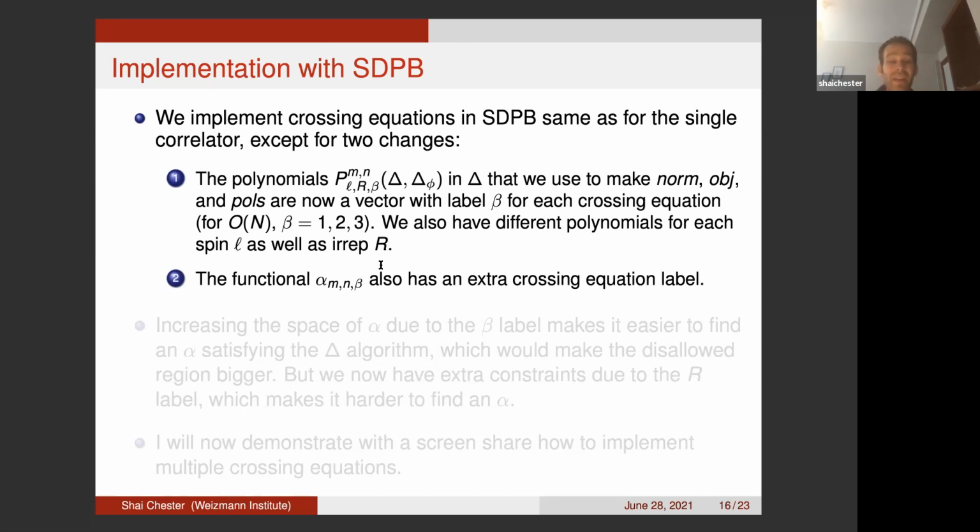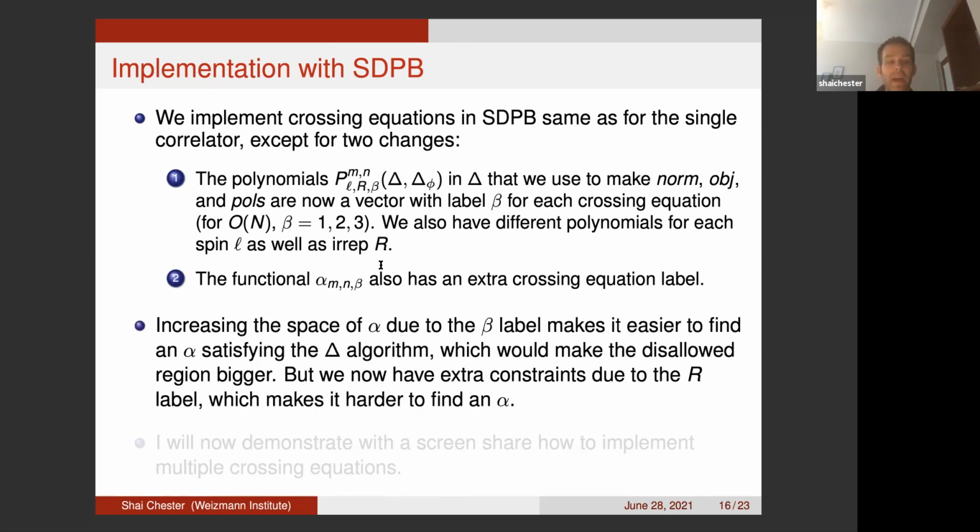So you could ask a question of, now that I have these extra labels, do I expect that it will be easier or harder to find a functional? Correspondingly, will I get a bigger or smaller allowed region? So whenever you increase the space of functionals, which we are increasing because we now have a label beta, this makes it easier to find an alpha which satisfies, for instance, the scaling dimension algorithm, which would make the disallowed region bigger. On the other hand, though, we now have extra constraints because now we have polynomials not just for every spin, but also for every representation R. And that in general makes it harder to find an alpha.